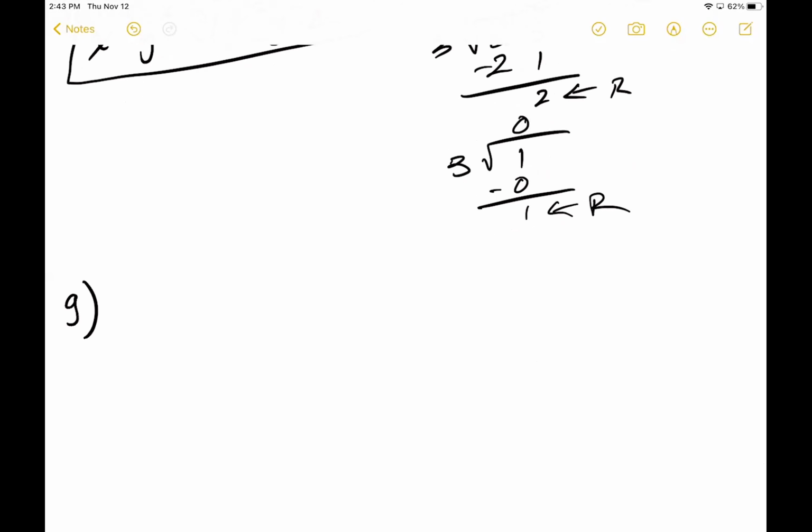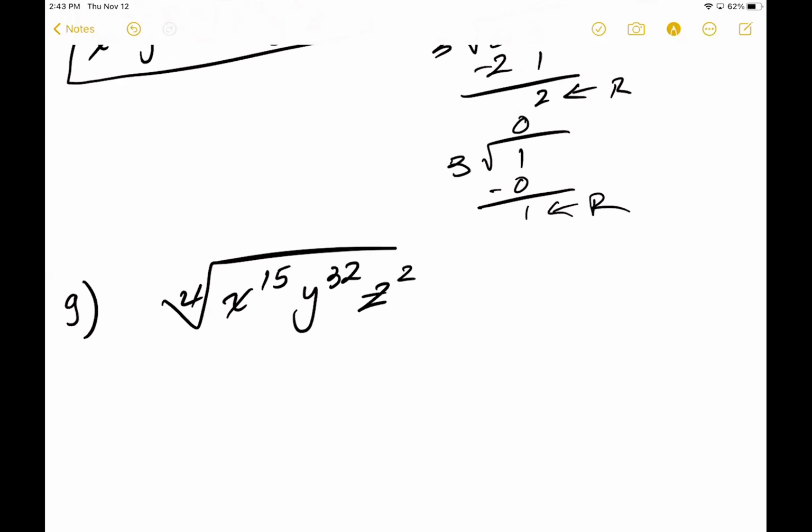We have a 4th root, let's say we have the 4th root of x to the 15, y to the 32, z to the 22. So the problem asks you to simplify. And to simplify this thing here, basically in short, how many x can you bring to the outside?